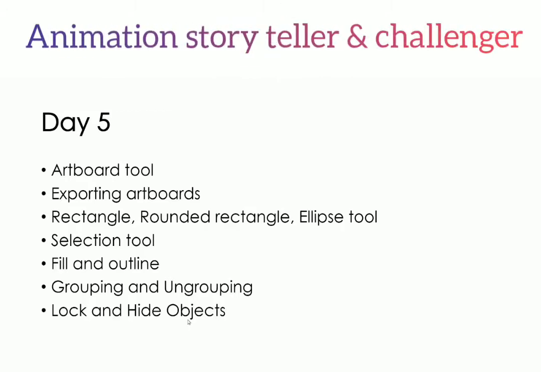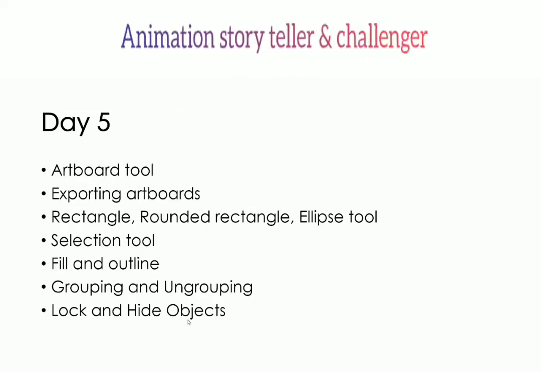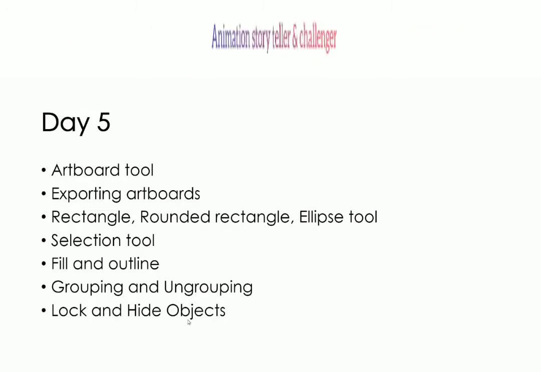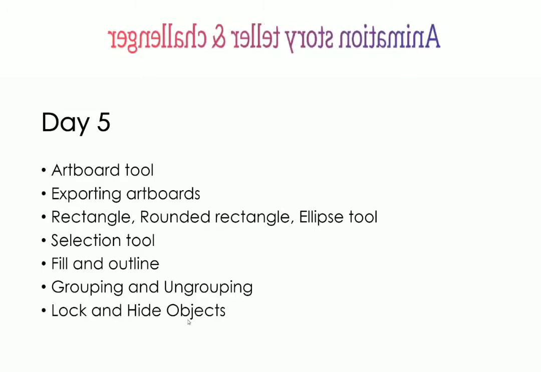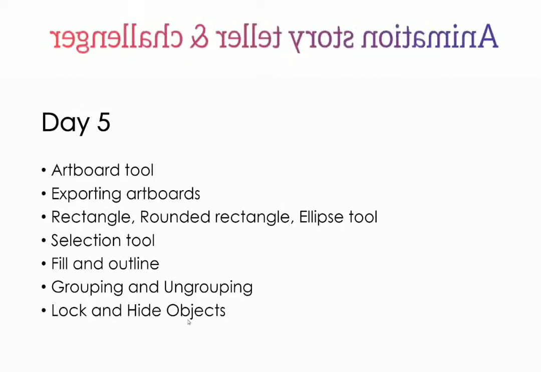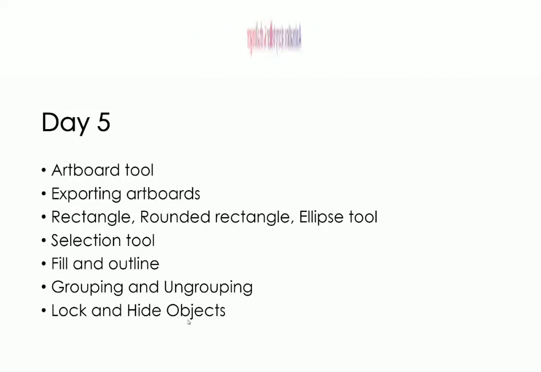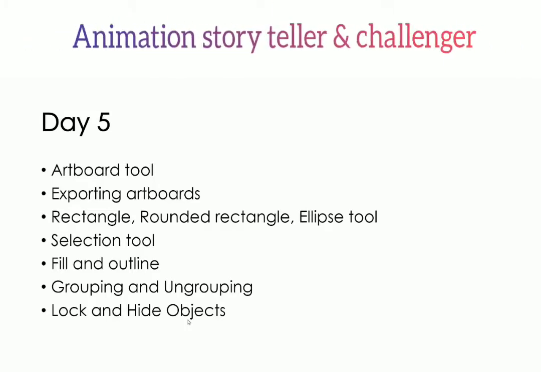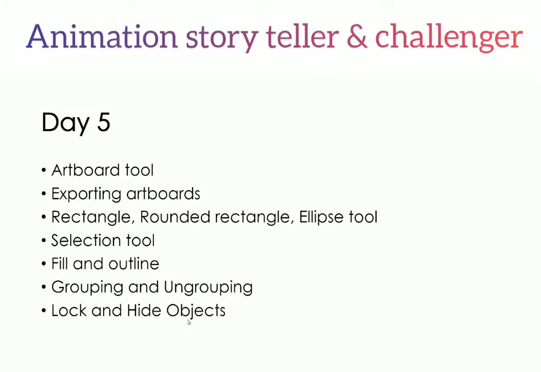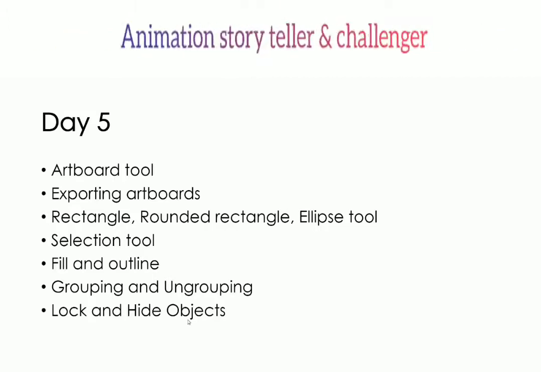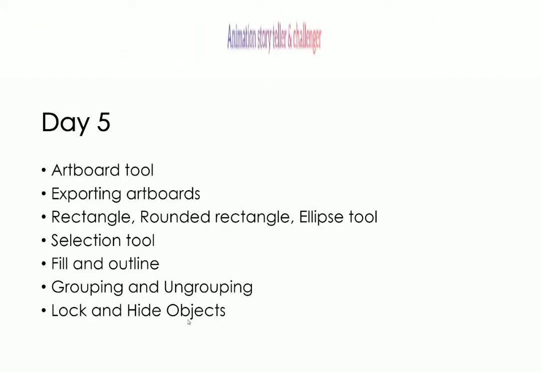Then for the first time we will learn how to draw your own shapes in Illustrator. Today we will learn about three shapes: rectangle, rounded rectangle and ellipse. Then we will learn about the selection tool. If you draw some shape, you should know how the selection tool works along with it, otherwise your shapes will be all over the place. Then we'll learn how to fill color in shapes, change their outline colors, and change the outline weight. And then we will learn about grouping and ungrouping.